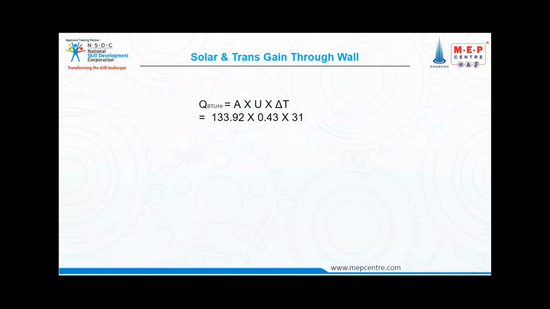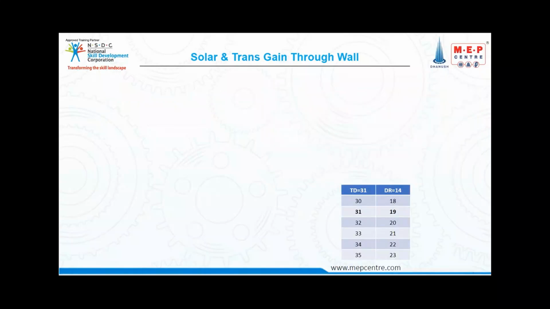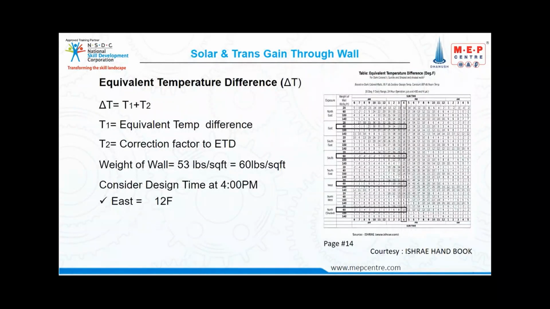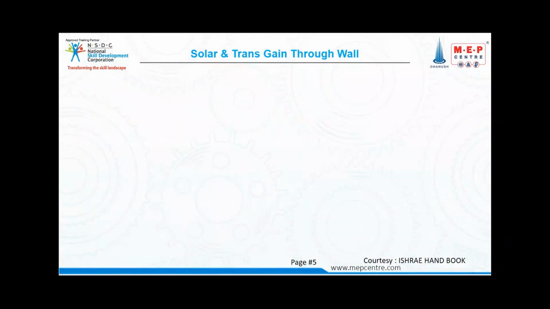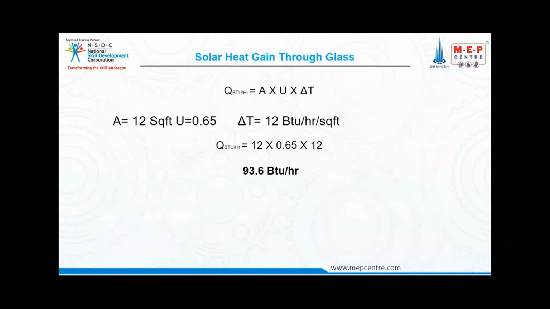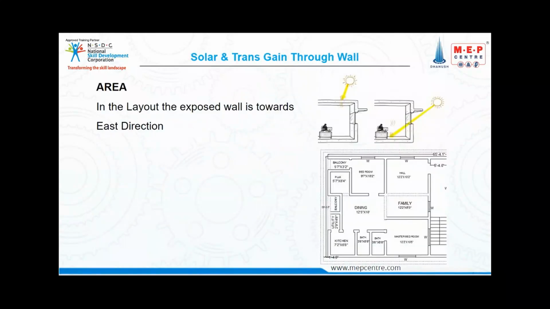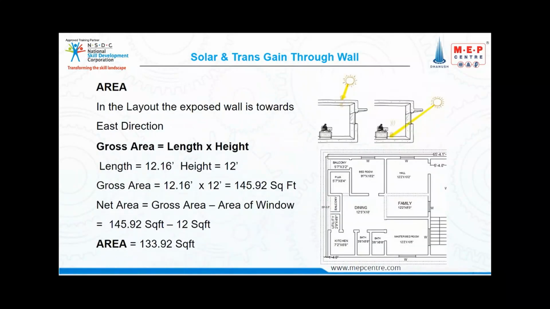Therefore, Q in BTU per hour equals A times U times delta T, which is 133.90 times 0.43 times 31, which is 1785.15 BTU per hour. Make a note: solar and transmission gain through walls.